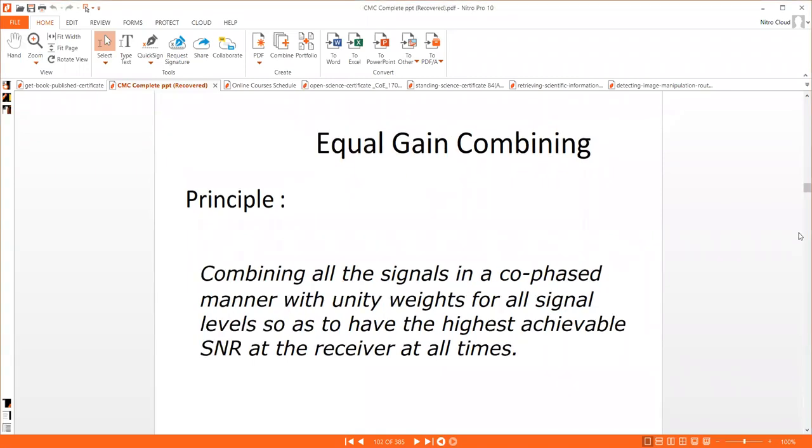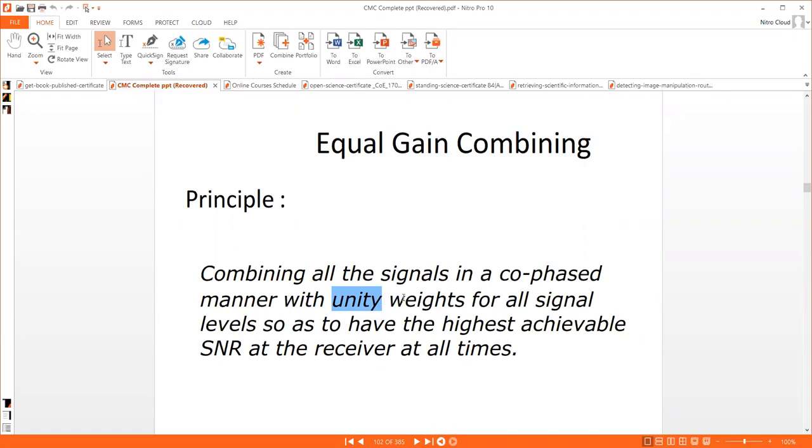Now, another topic here, equal gain combining. How is this particular equal gain combining going to work? It is somewhat connected with the previous one. Now here it is used for combining all the signals in a co-phased manner with unity weights. Here the word unity comes as an extra thing. Unity weights for all signal levels so as to have the highest achievable SNR at the receiver at all times.